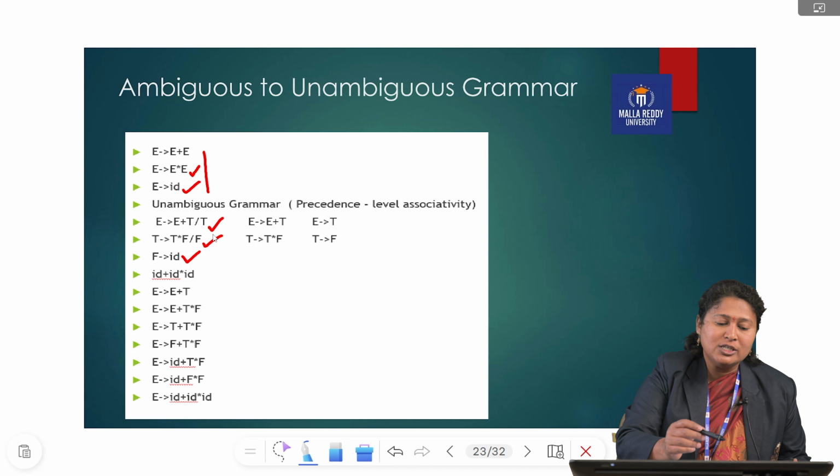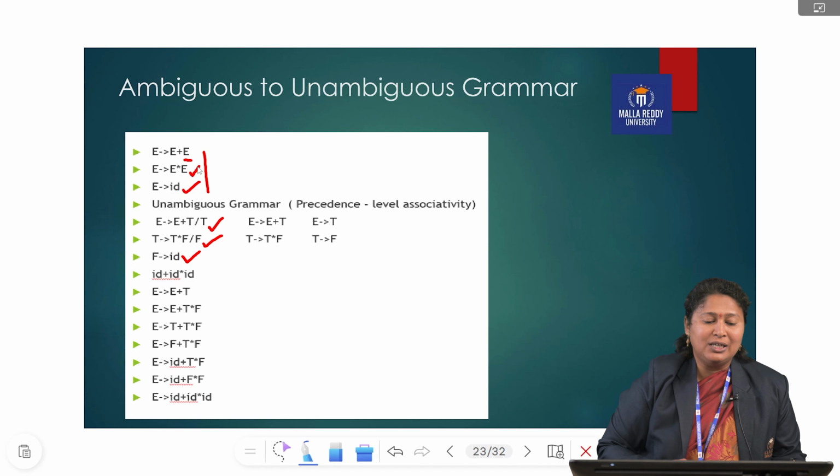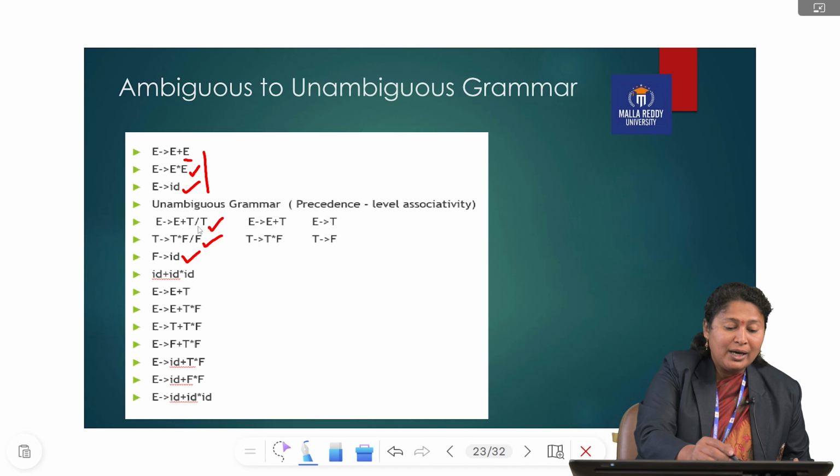How are you changing this grammar? Here I have E tends to E plus E. So this second E I am replacing with T. And also I am taking another production T, because I should not miss E cross E for E.